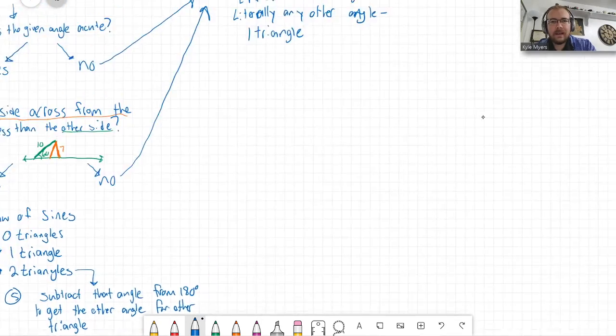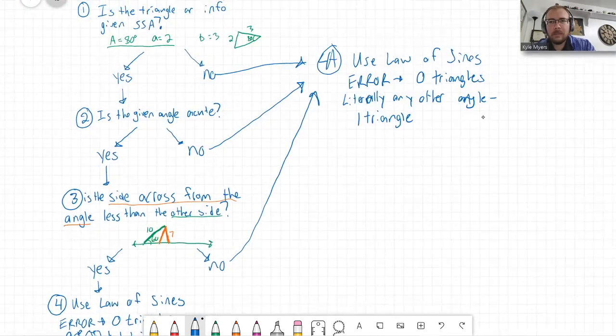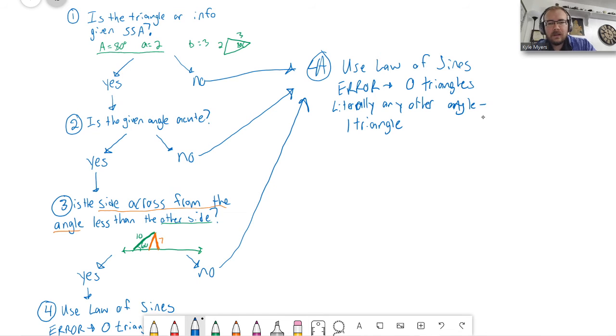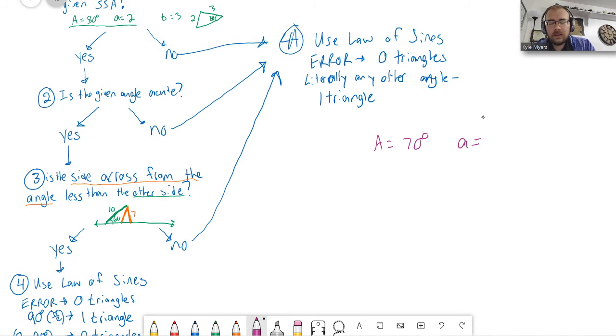All right, so let's look at a side-side-angle triangle. We'll kind of build the scenario here. So I'll use maybe purple. Let's say the angle is 70. We need the angle to be acute, and then we need an angle-side pair, and we need two sides. One of them being A. Maybe the other one will be B. Okay, so we have an A and we have a B.